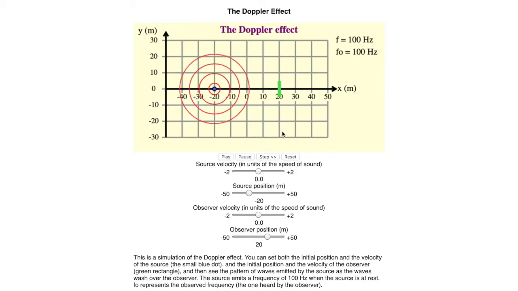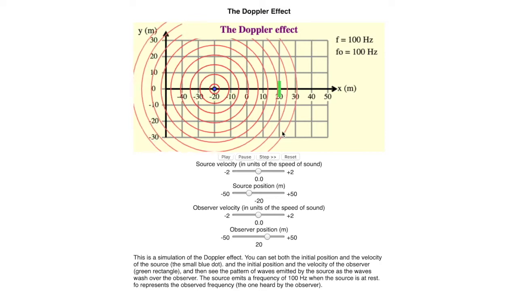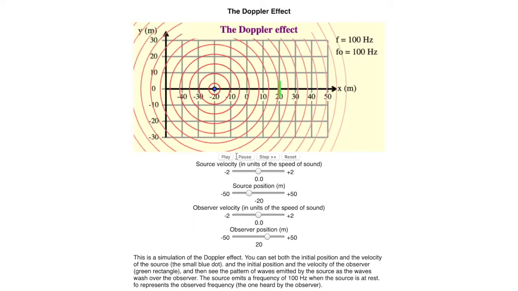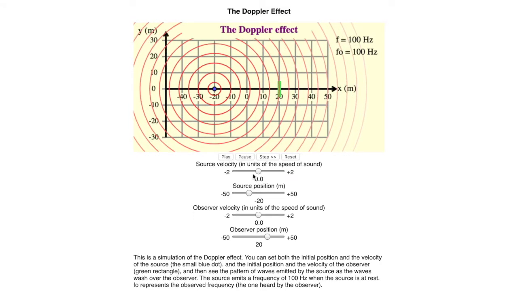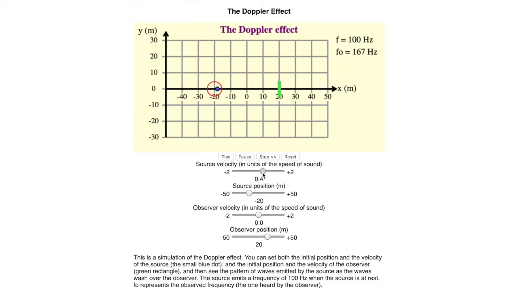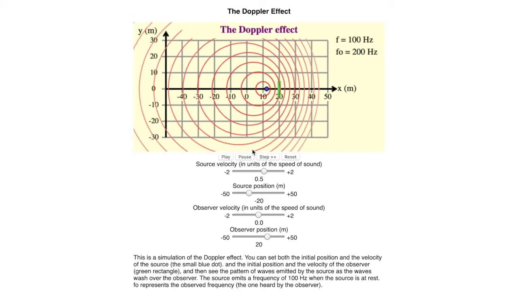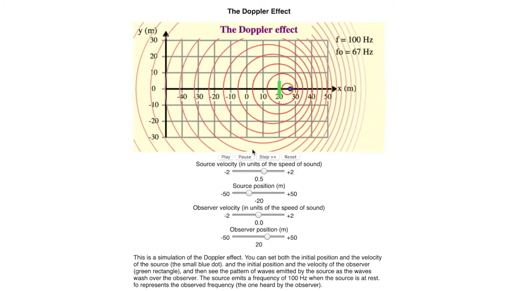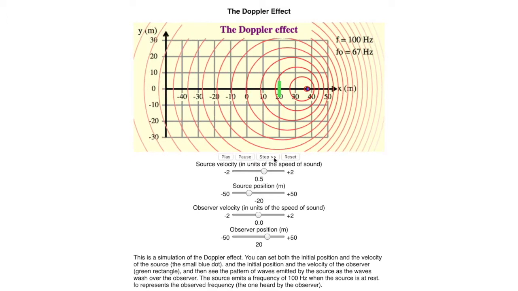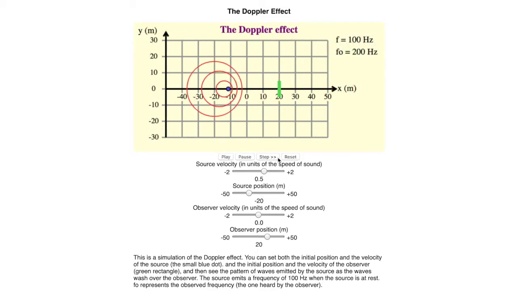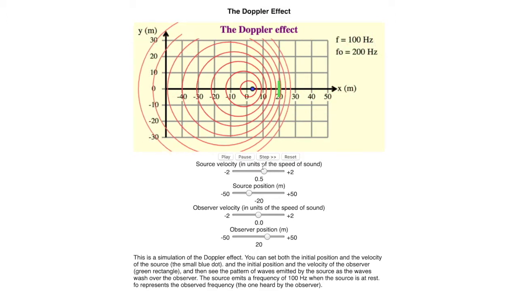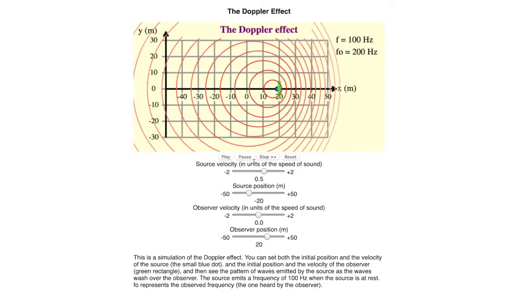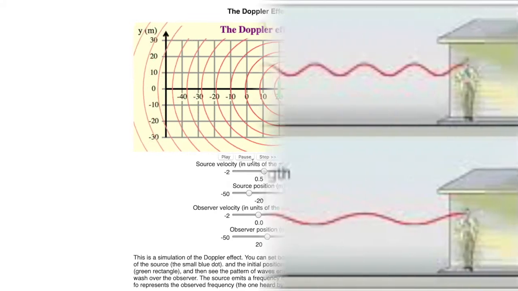In the demonstration, you can see the source is emitting a wave at a frequency of 100 Hz. When the source is stationary, the stationary receiver observes the 100 Hz. But when the source is moving towards the receiver at, let's say, 0.5 units of speed, the observed hertz are 200, and the waves moving towards the receiver are more compact and closer together, while the waves moving away from the receiver are more spread out.